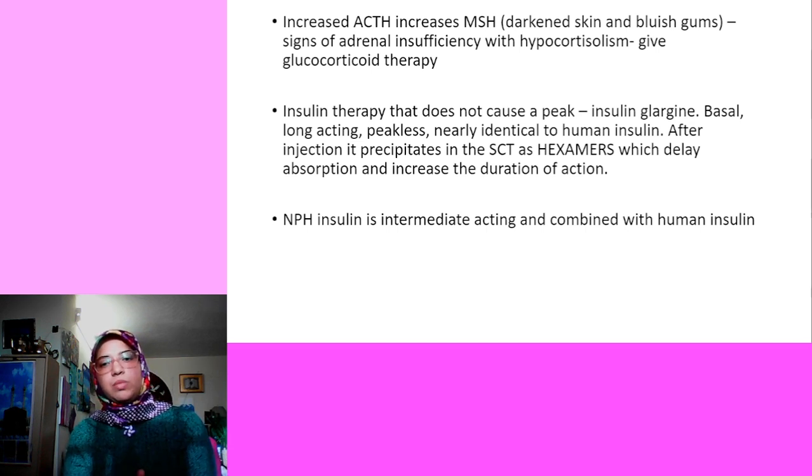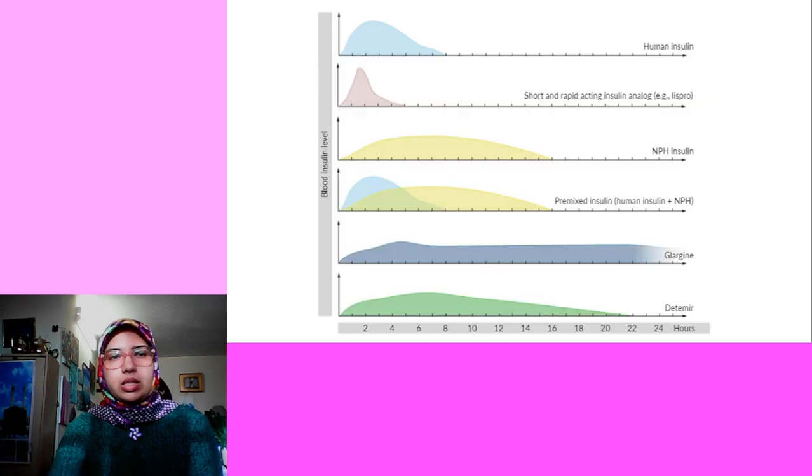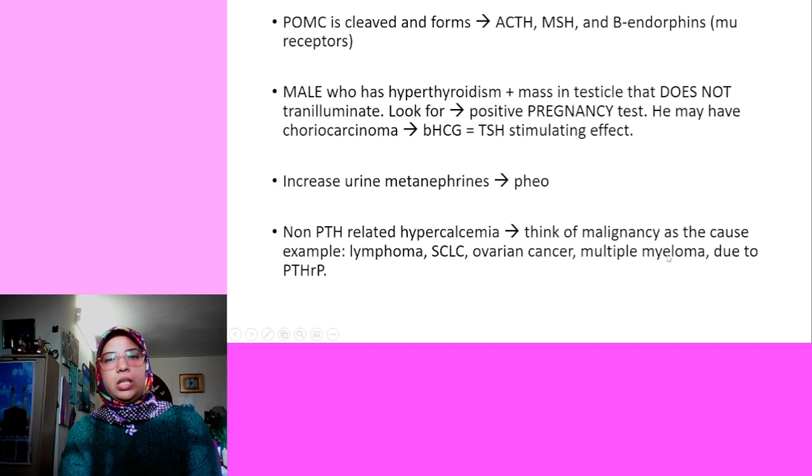NPH insulin is intermediate acting and is combined with human insulin. So that's the glargine, if I'm saying it correctly. As you can see, there's no peak here. So it lasts a very, very long time. So POMC is cleaved and it forms ACTH, MSH, and beta endorphins. You might get asked what is the receptor that something secreted along with ACTH and MSH works on. It's mu receptors, because beta endorphins are also cleaved from POMC.